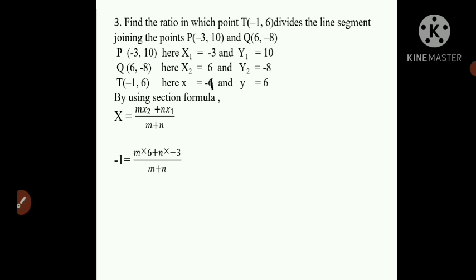Now see what we'll do, we'll cross multiply. When you multiply minus 1 into m plus n, it remains same. Minus 1 is multiplied by the denominator of the right hand side, m plus n, is equal to m into 6 will be 6m, plus of minus is minus, 3 into n will be 3n. So minus 1 into m will be minus m, and again minus 1 multiplied by plus n is minus n, is equal to, right hand side remains same.